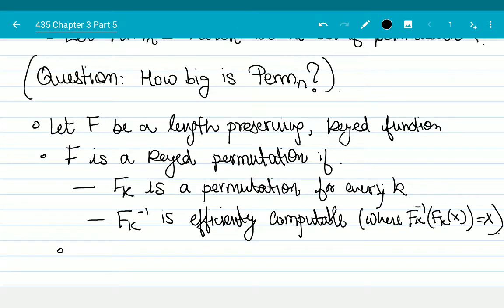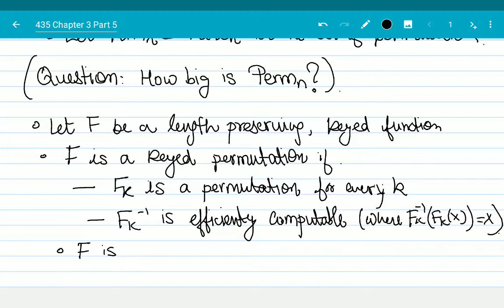So efficiently computable is again going to be that you can compute it in polynomial time. For example, given a matrix, you can compute its inverse in polynomial time. The complexity becomes large very fast, but it's still computable within polynomial time. Okay.